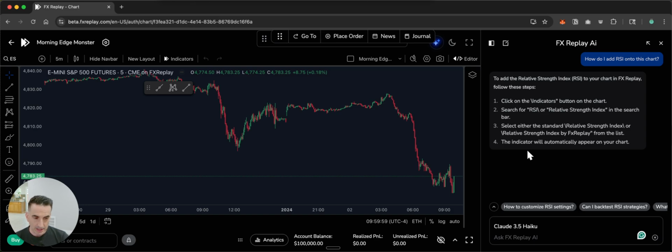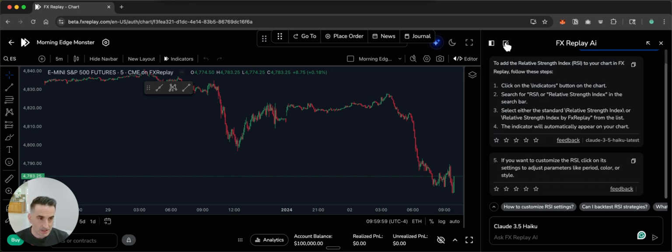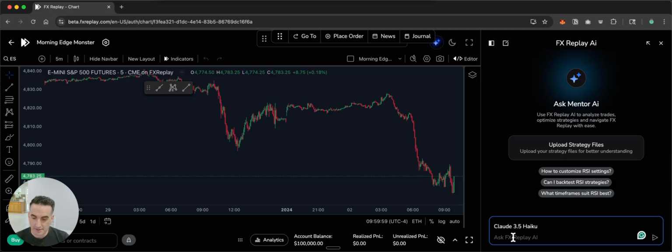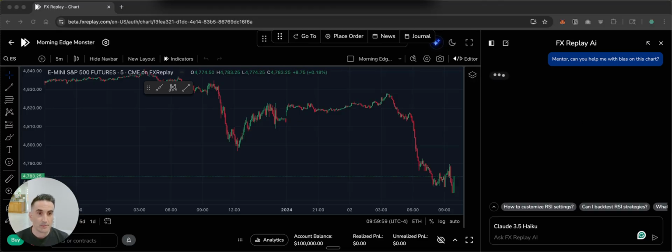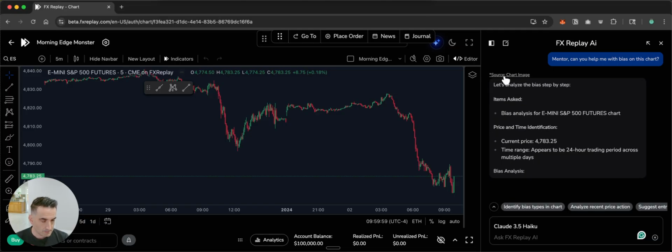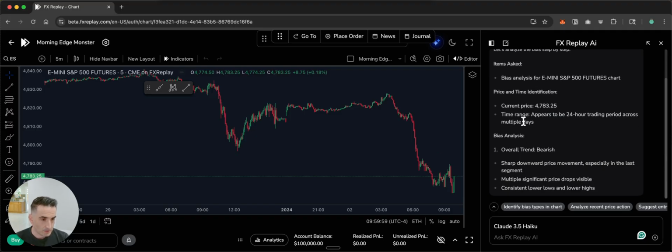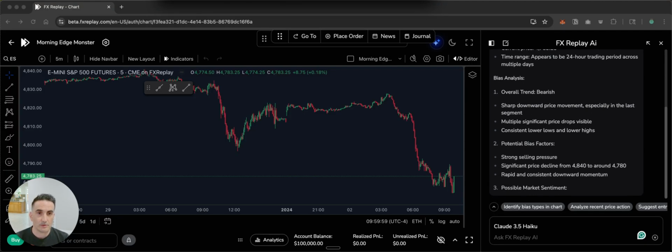Let's push it a little bit. Remember, we'll start a new conversation and we'll ask, Mentor, can you help me with bias on this chart? Remember, Mentor is still improving with technical analysis. Overall trend bearish. Very cool.